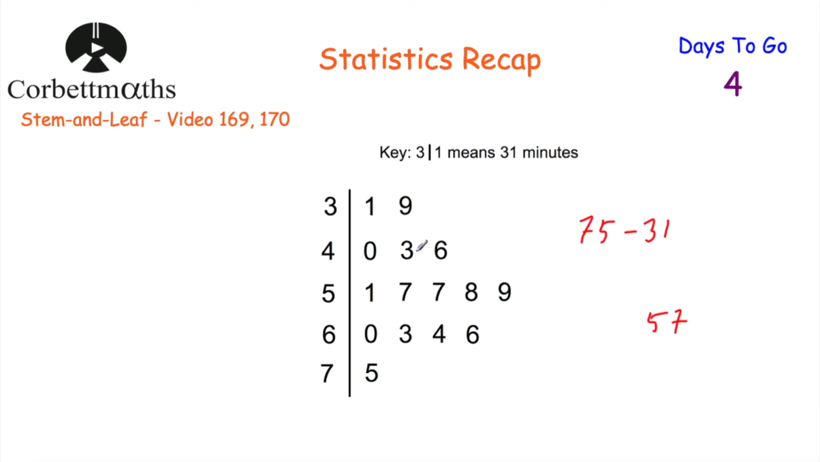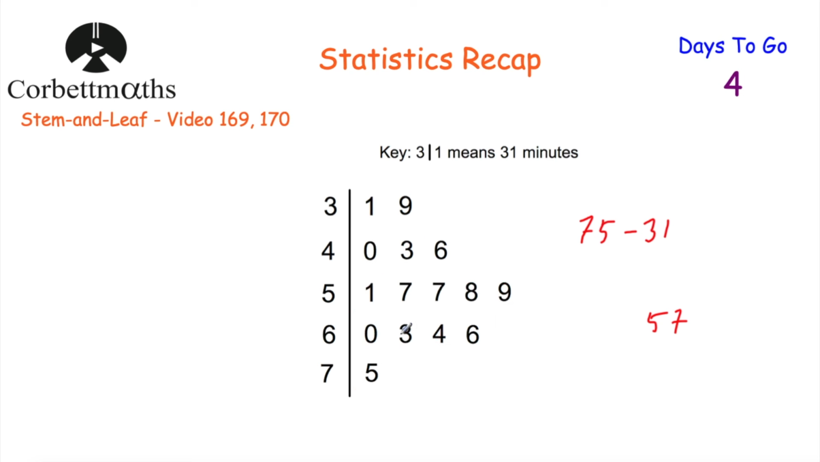If I was asked to find the median, the middle value, I'd cross off the smallest, cross off the biggest, cross off the next smallest, cross off the next biggest, and I'd carry on until I would find that median, and then the one in the middle would then be the median. So 57 is also the median in this case.